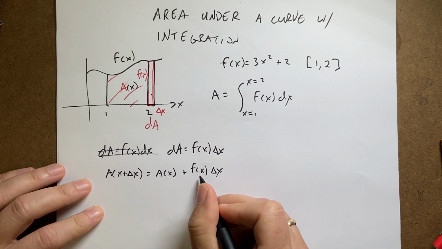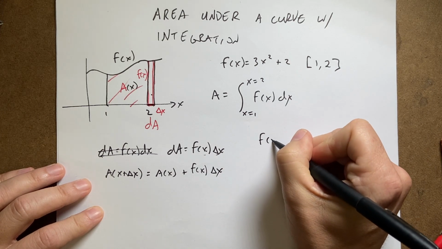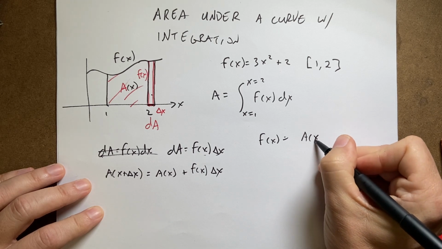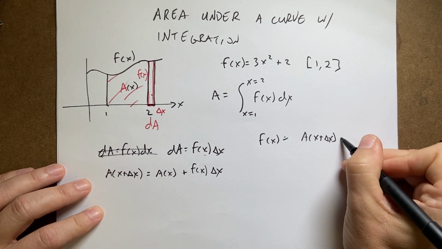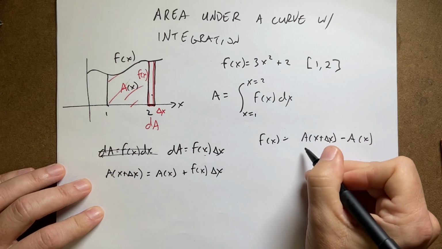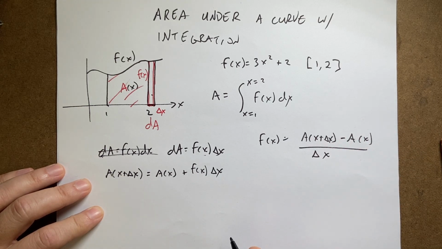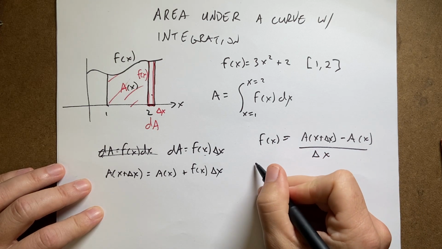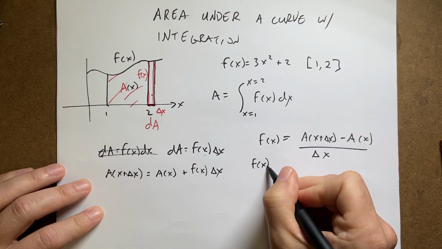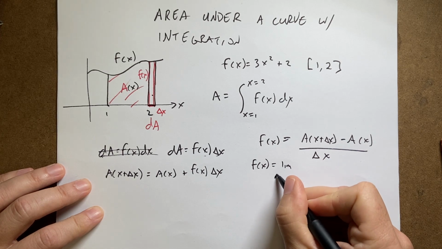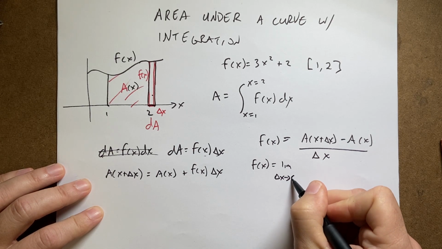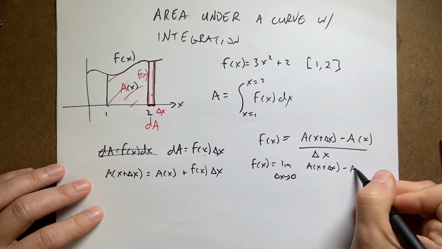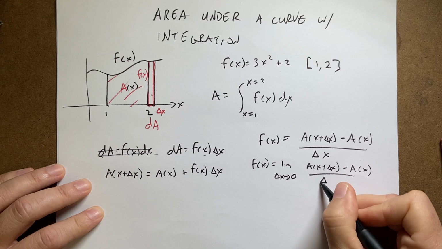So now let's solve this for f of x. I get f of x. If I subtract A of x from both sides, it'd be A of x plus delta x minus A of x, all of that divided by delta x. And now this is an approximation, but if I take the limit, f of x is equal to the limit as delta x goes to 0 of A of x plus delta x minus A of x over delta x.